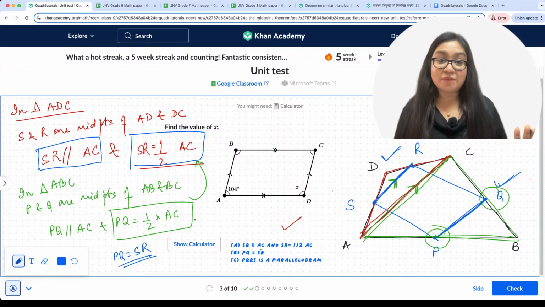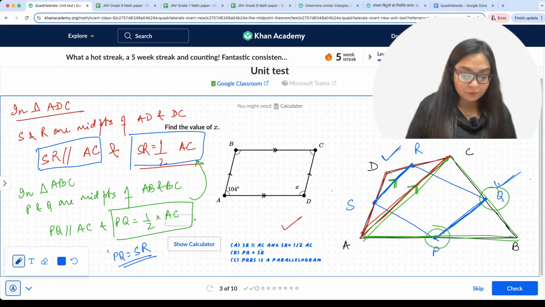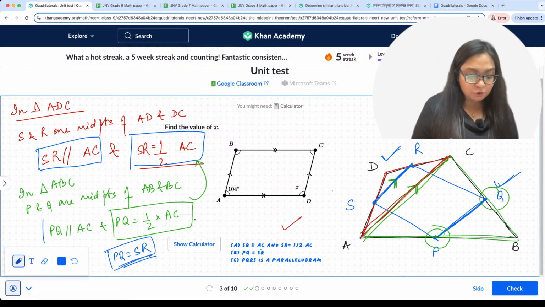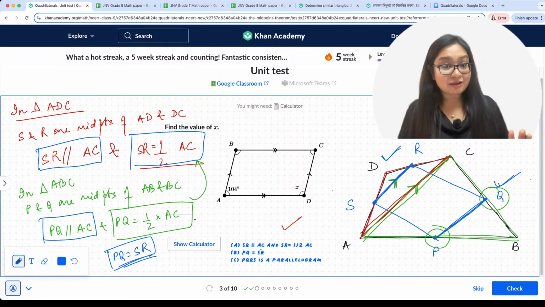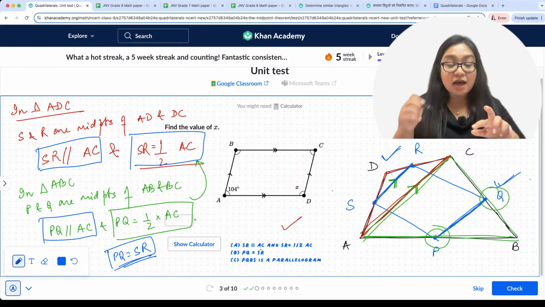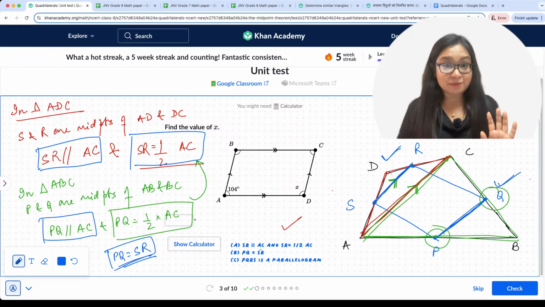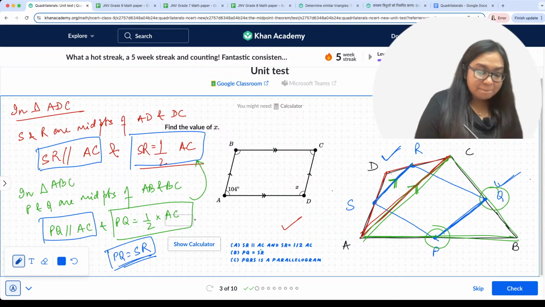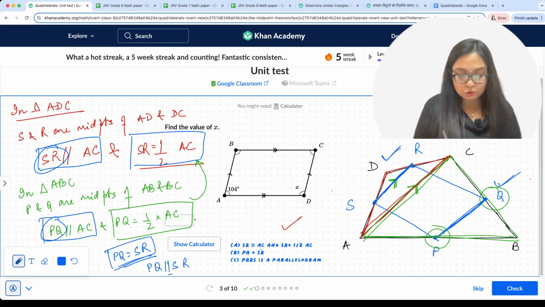Now what else do we have to prove? PQRS is a parallelogram, we have to prove this too. So can I say that here PQ equal to SR has come. Now look at these two, SR parallel to AC, PQ parallel to AC. So what will happen? PQ parallel to SR will also happen. Yes, if two lines are parallel to the same line, then both of them are going to be parallel as well. So PQ is parallel to SR also.